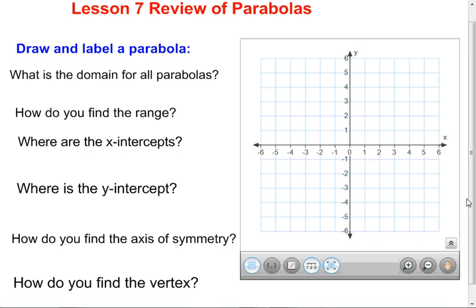And there's something interesting about the domain for all parabolas. So draw a parabola on your graph. Okay, I'm just going to draw any old parabola. Actually, I'm going to try and draw something decent.